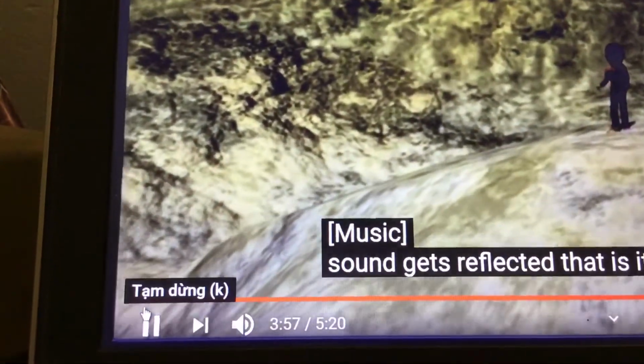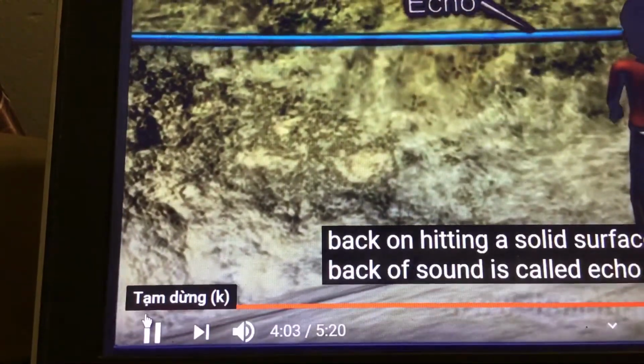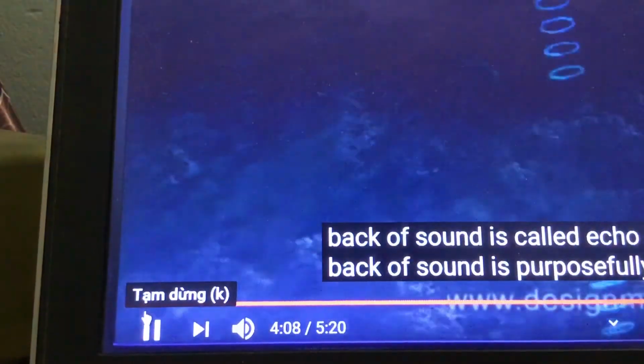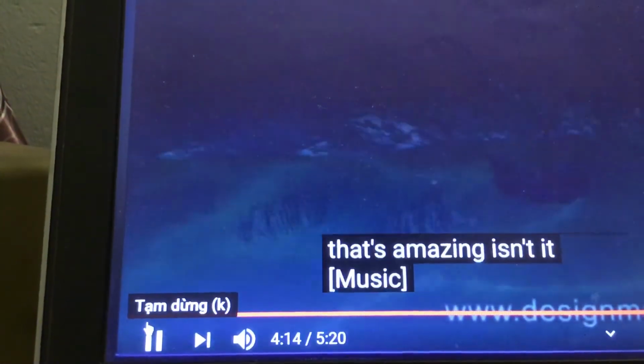Sound gets reflected, that is, it bounces back when hitting a solid surface. Bouncing back of sound is called an echo. Bouncing back of sound is purposefully used to find direction, depth, and speed. That's amazing, isn't it?